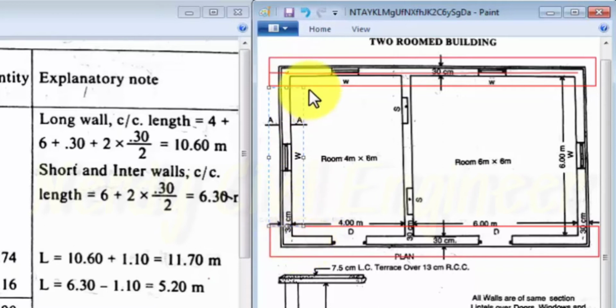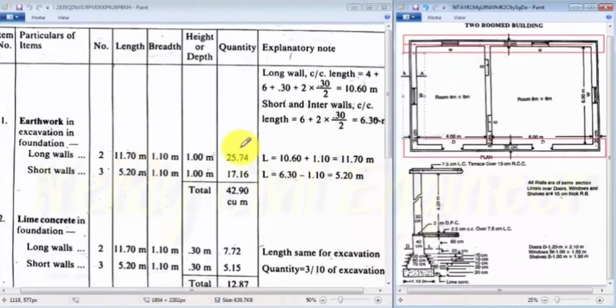See, that part is already taken by the long wall, so we have to deduct the part which is calculated twice. That is why we are subtracting the breadth of the foundation from the short walls. That is, for short walls, length equals the initial center to center length minus the breadth of the foundation, which will give you the length of the short wall.